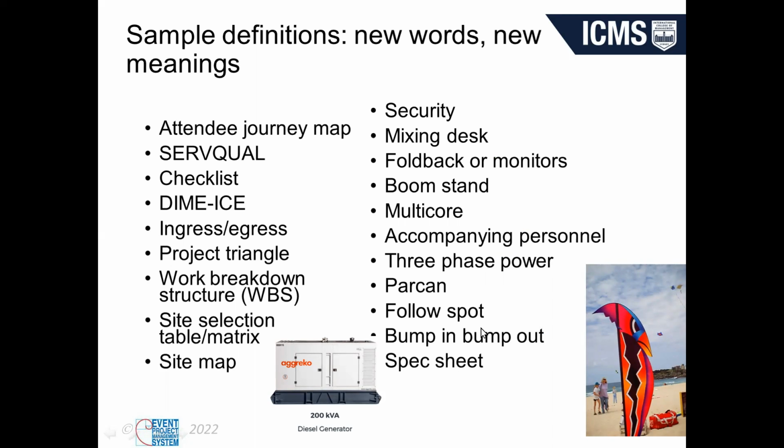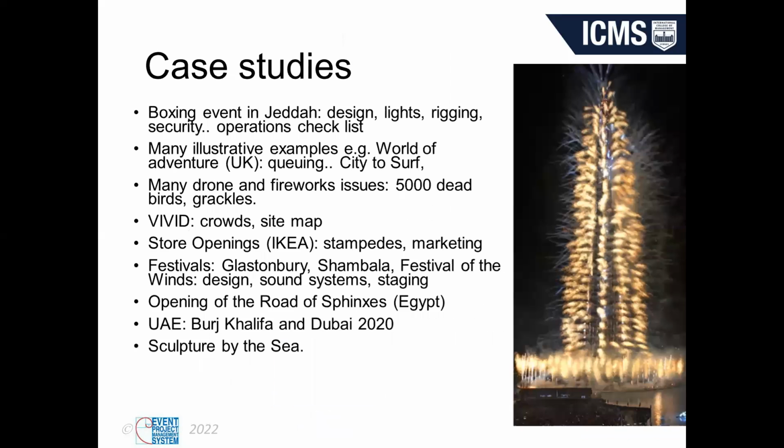The spec sheet, the bump in and bump out. What's a boom stand, for example? Now you know the importance of checklists are very important. And you've seen the latest when it comes to crowd management and crowd security with DIME ICE. And the latest when it comes to marketing too, for events, which is the attendee journey map. Now, these have all only come in the last couple of years. In fact, DIME ICE has only been there for about a year now. Attendee journey map is a new one for events.